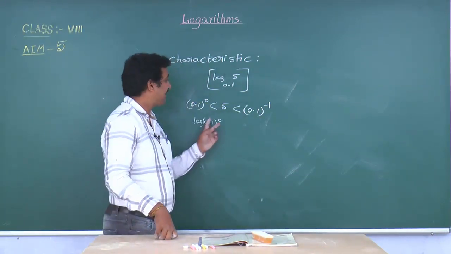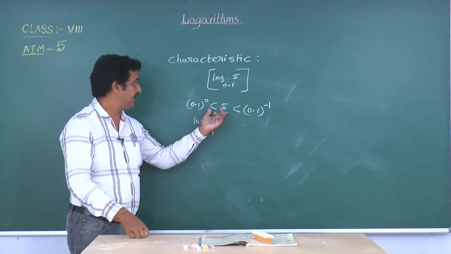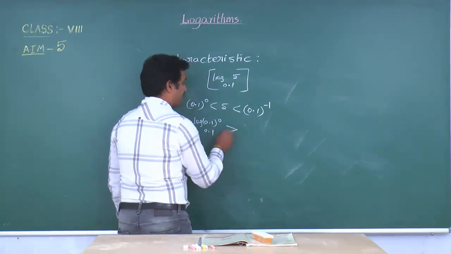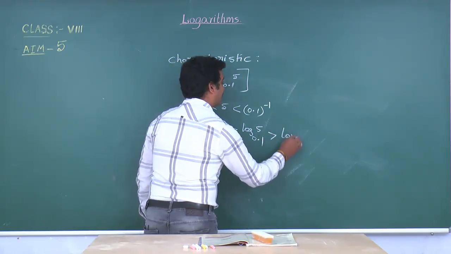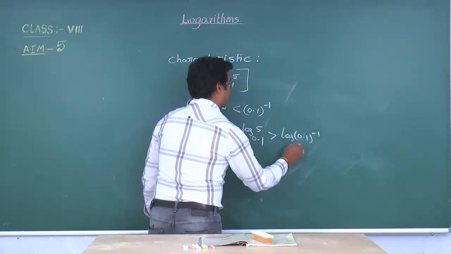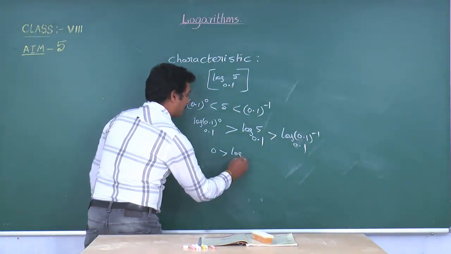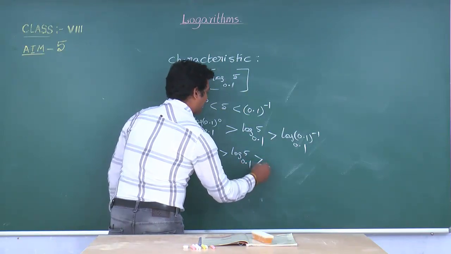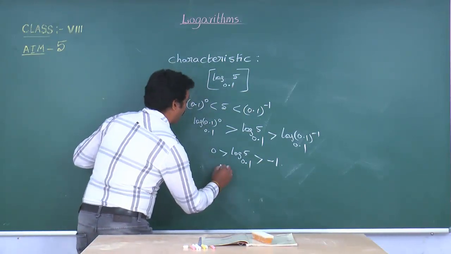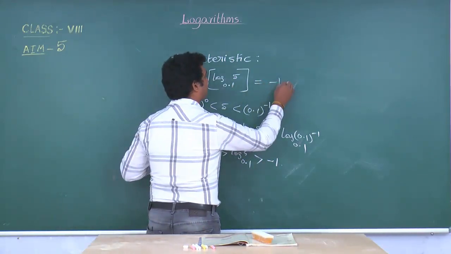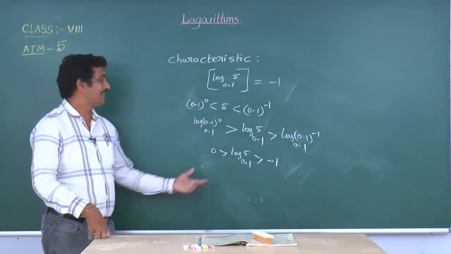Here I am applying logarithms with the base 0.1, which lies between 0 and 1, so the inequality will be reversed. Log 5 to the base 0.1 is greater than log 0.1 to the power minus 1, base 0.1. Finally, what do you get there? 0 is greater than log 5 to the base 0.1, which is greater than minus 1. Therefore, what is its integral part? Minus 1 is its integral part.